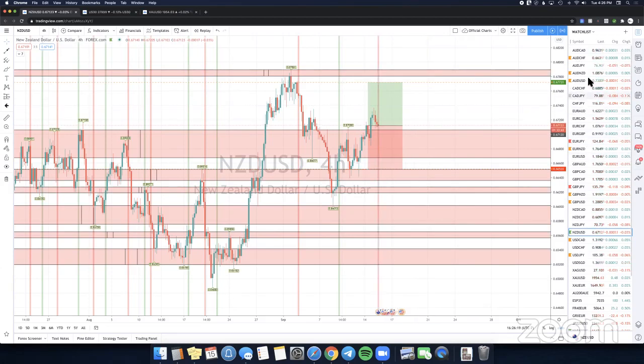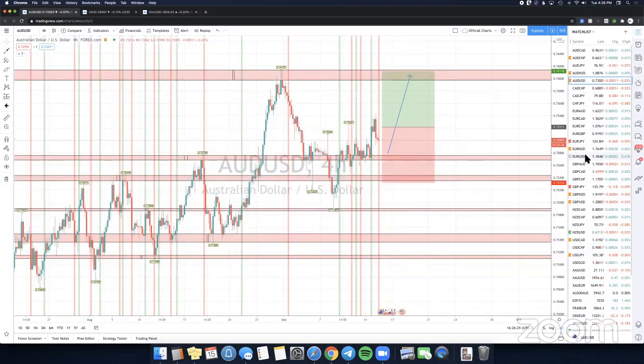I just want to see the correlation, and it looks like the US dollar is in strength right now. So AU is coming down. That means that the US dollar is in strength. So, quick lesson right here.